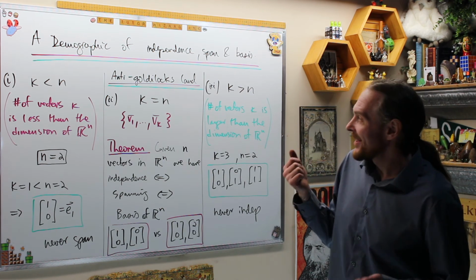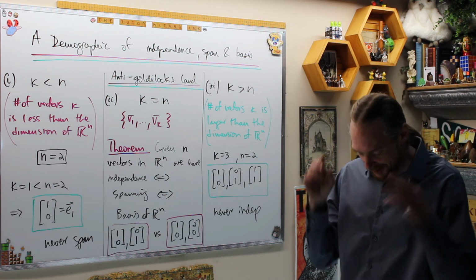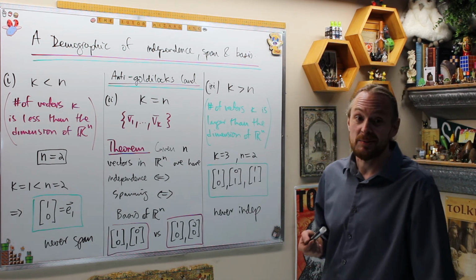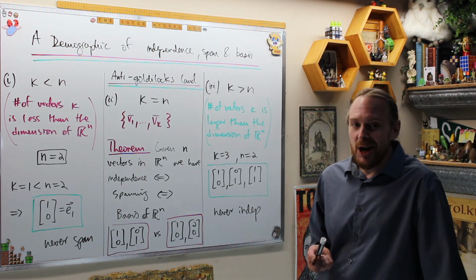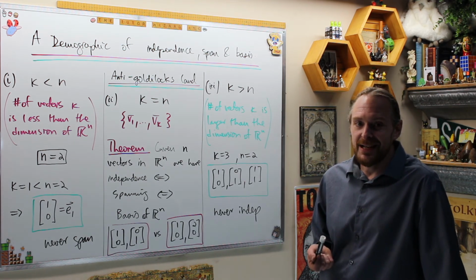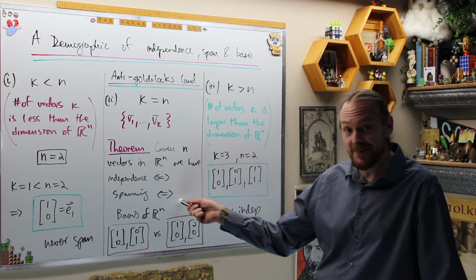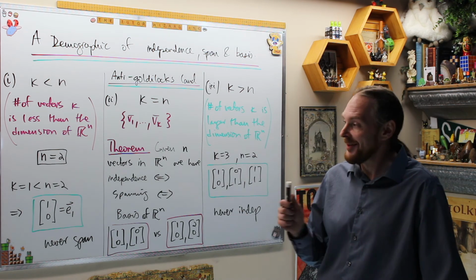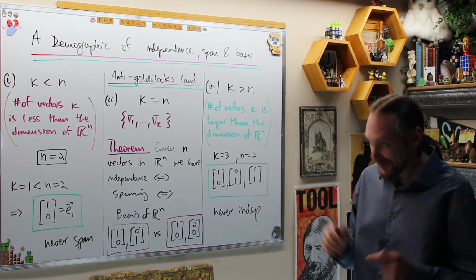Here's the demographic now of independence, span, and basis. There's 3 cases that a lot of people don't think about, so when you're doing this, if you don't think about this, this is how the questions will trick you and get you. Spanning and independence are not the same thing, otherwise we would just have one horrible definition, not 2. But they are the same thing in anti-Goldilocks land. They're not the same notion in these ones. So let's go over what I'm talking about.